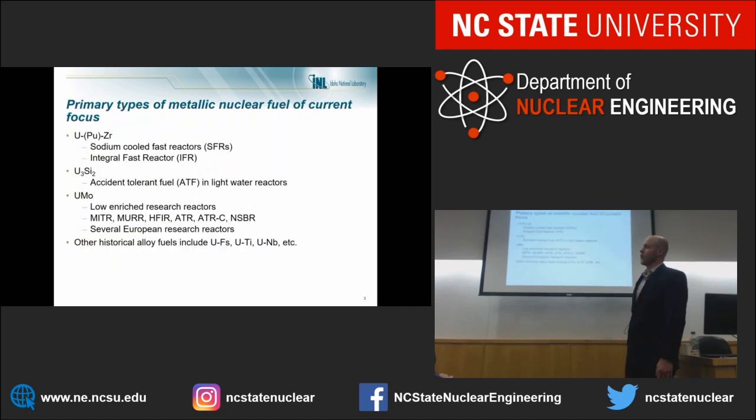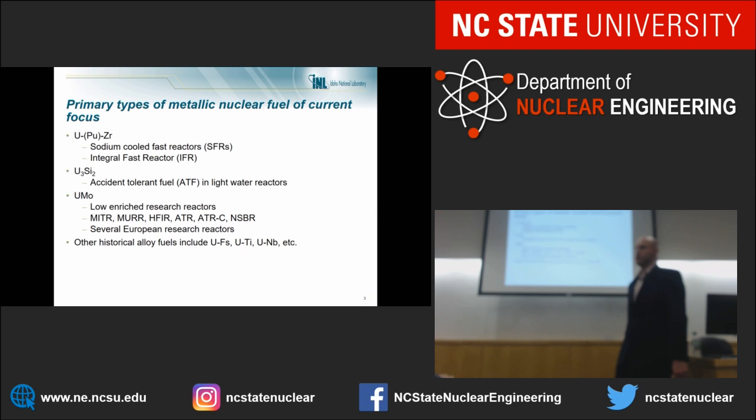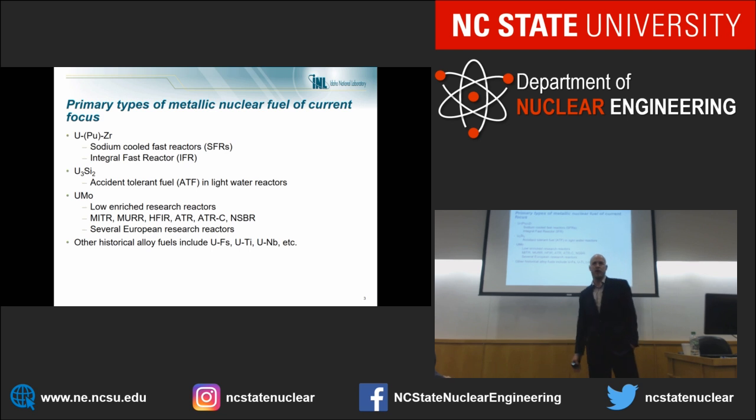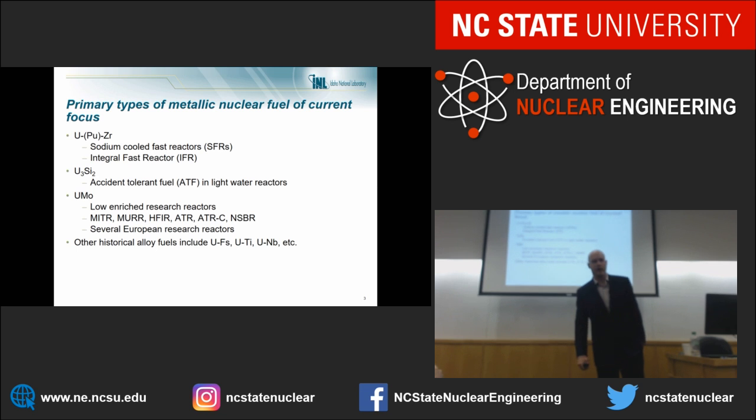So, just an overview of a list of the primary types of metallic fuels. Zirc alloys, UZr and UPuZr, are primarily of interest for fast reactors, so sodium-cooled fast reactors and the Integral Fast Reactor project, which is planned to use U-Pu-Zr fuel. Here, within the past 5 years, uranium silicide has come back on the board. Long ago, they explored uranium silicide fuels. They stayed untouched for a long time, and now they've come back online as a potential accident tolerant fuel for light water reactors, basically as a replacement for UO2 in these systems.